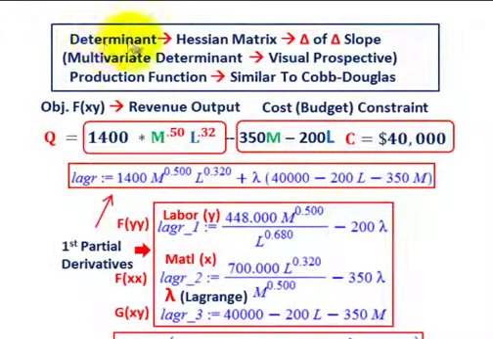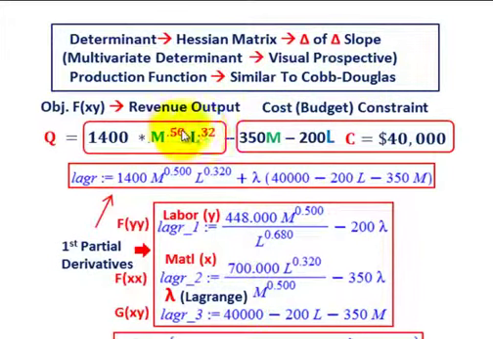What we're going to be going over here is a determinant, and we're going to be looking at it in terms of a Hessian matrix, which really is just a change in slope here. And we're going to look at this determinant through a multivariate solution, and we'll be looking at it really as a visual perspective to understand what the determinant is. And we'll look at it in terms of the production function, and that's really similar to the Cobb-Douglas production function.